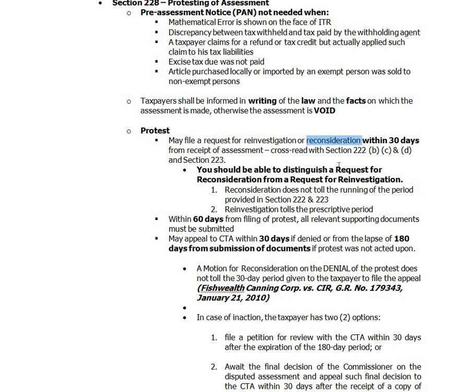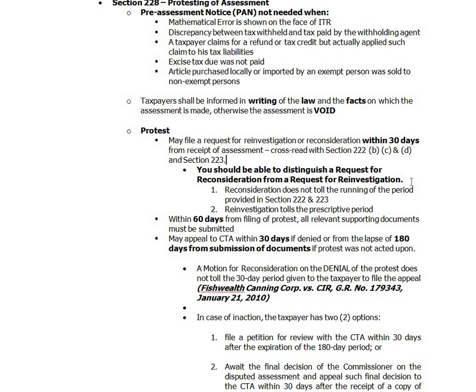As we discussed earlier, you cross-read this with Section 222 B, C, and D, and Section 223. And you must be able to distinguish what a reconsideration and a request for reinvestigation is. The request for reconsideration is just you reconsider all what was the decision of the findings of the BIR without looking into other extraneous evidences.